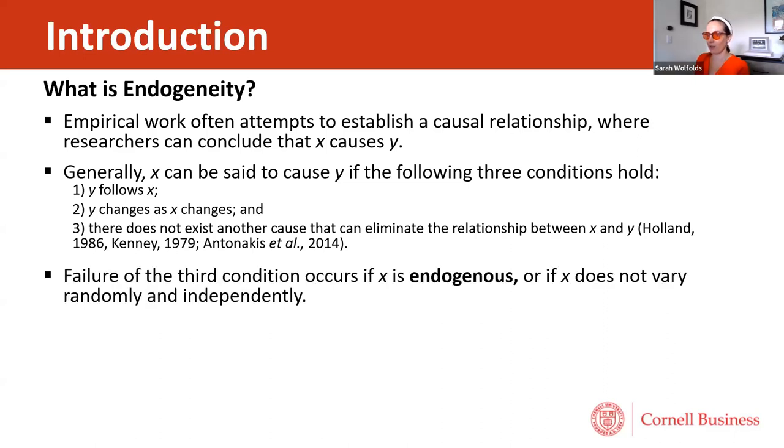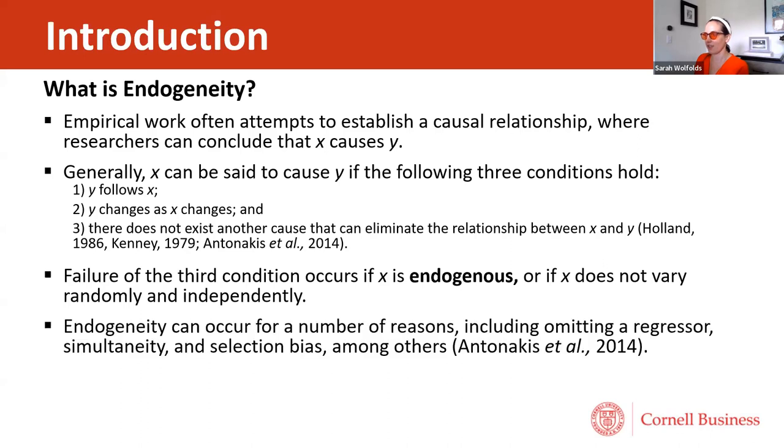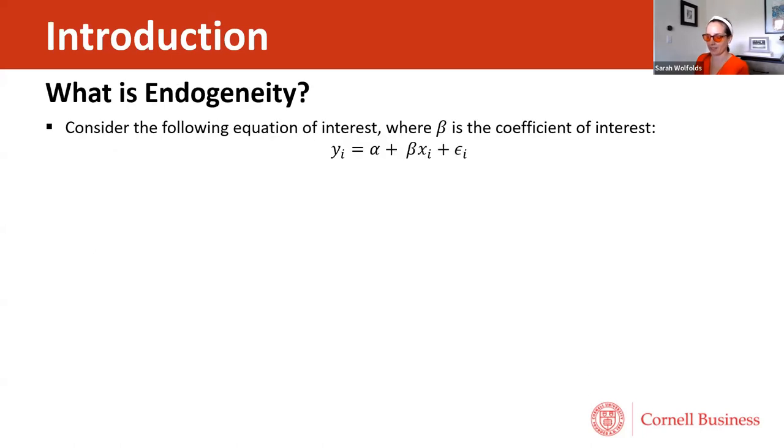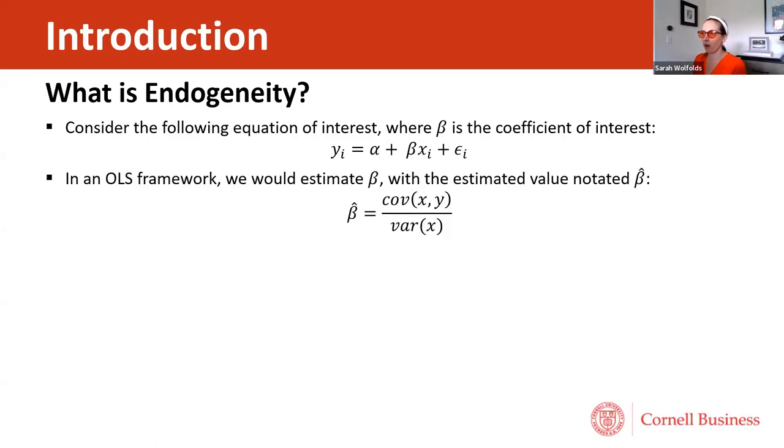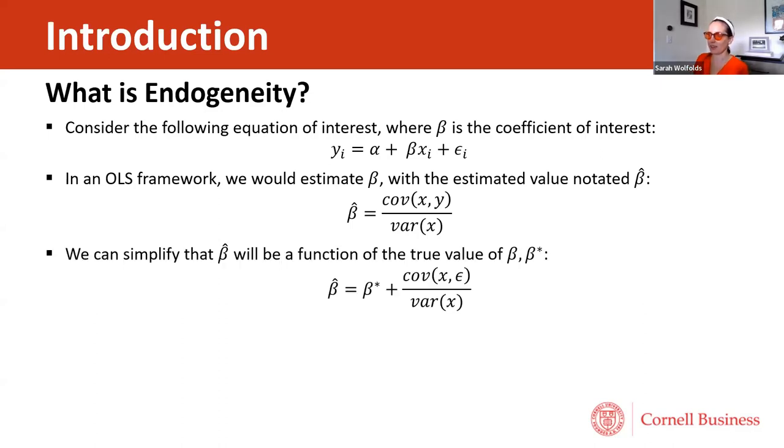In general, we focus a lot on this third condition. Failure of that third condition occurs if X is endogenous. We can think about this occurring for a number of reasons: omitting a regressor, simultaneity, selection bias, et cetera. Again, if we think about the equation of interest, suppose we're looking for beta in this equation, a regression of y on x. In OLS, we would estimate that beta with a beta hat, which is the covariance of x and y over the variance of x.